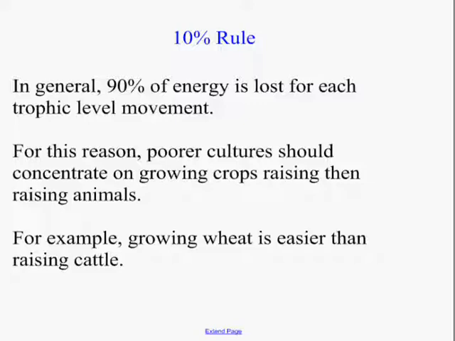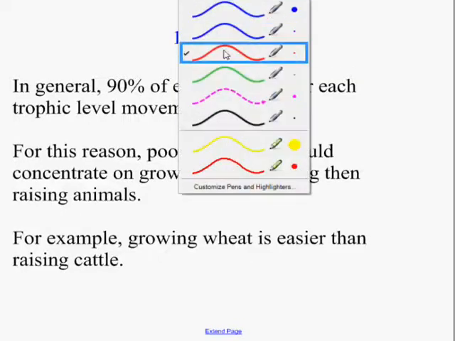Going from the producer, right, to the primary consumer, you only end up with 10%. You go to the secondary consumer, you only end up now with 1% of the energy. You go to the tertiary consumer, like the carnivore, you only end up with 0.1% of the energy. Wow. So by the time you get to some carnivore, like us, or like an eagle or something, you really have lost a ton of energy.